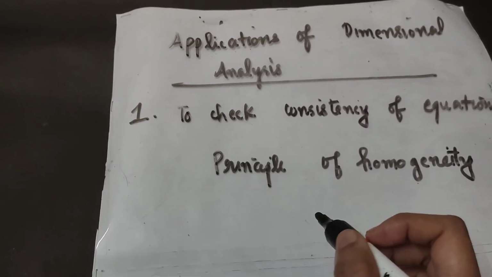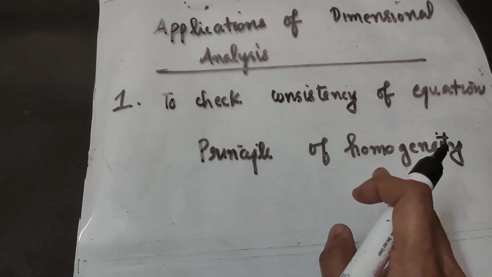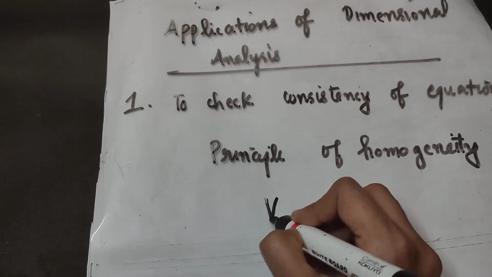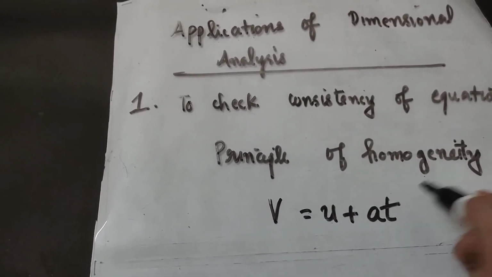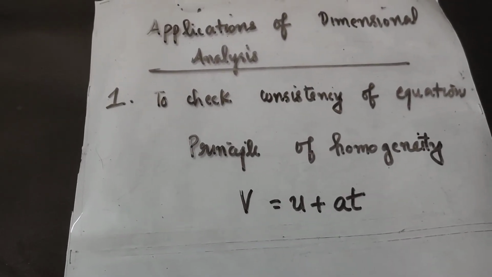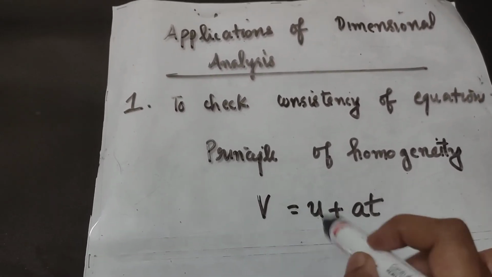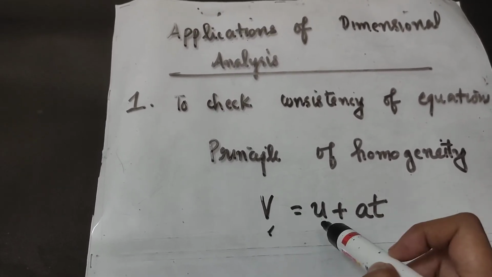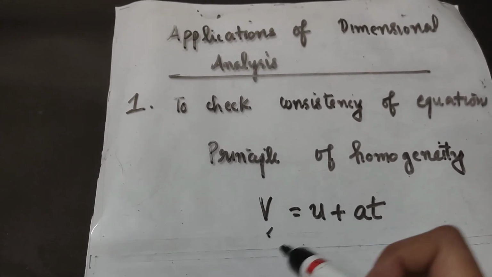This is the statement, and I will explain it in detail. For that, let us consider one equation, since it is used to check the correctness of the equation. Let us consider v is equal to u plus at. You have already studied this equation. Here, v is the final velocity, u represents the initial velocity, a is acceleration and t is time.